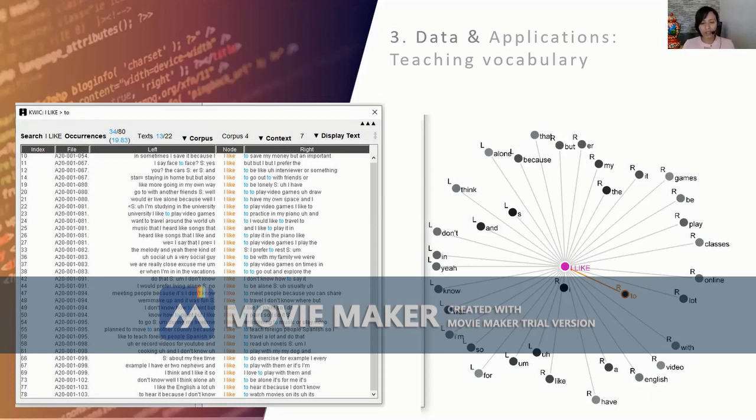And we could use this information to create some material to teach vocabulary to our students, to teach another type of activities we can use after I like: I like going out, I like eating out, or we can use also the verb with the ing form, I like playing, I like listening, I like watching, or we can use them to teach other ways to say I like: I fancy, I'm into, I enjoy, etc.